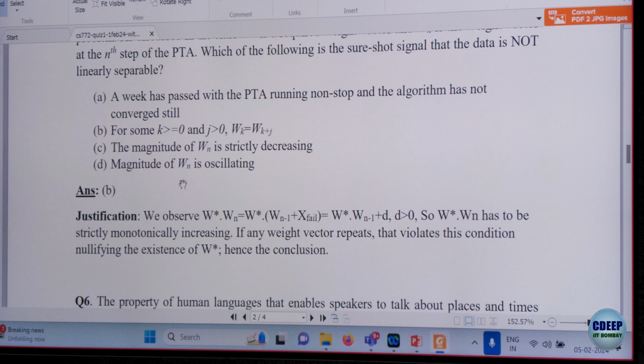Since W star is common, Wk and Wk plus j cannot be equal. Otherwise, this strictly monotonically increasing property is violated. So if this equality is not possible, but Wk and Wk plus j have appeared, what is impossible? W star is impossible. If W star is impossible, then the data is not linearly separable. A piece of beauty, absolutely, right? And this is also a proof by contradiction or refutation.